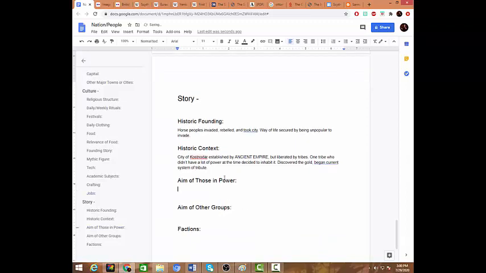The aim of those in power, city folk, is to unite tribes and create a better defensive structure within two generations. Begin conquest.